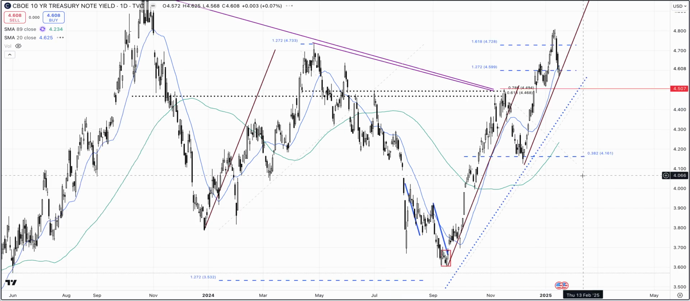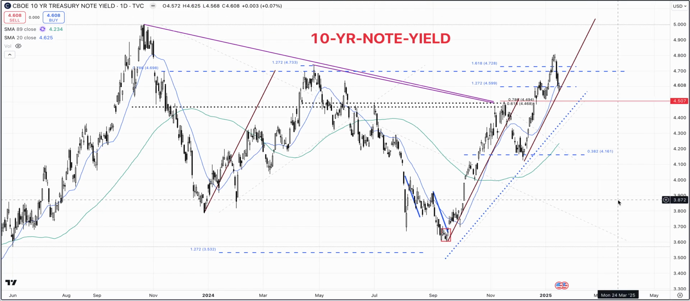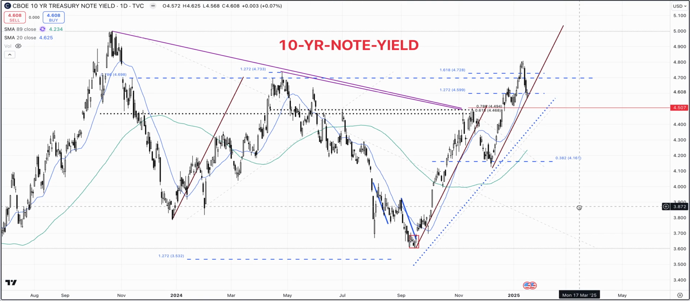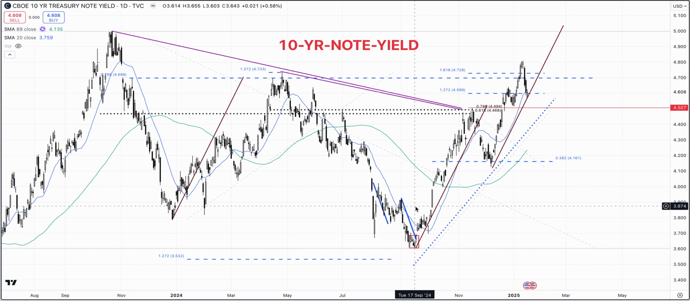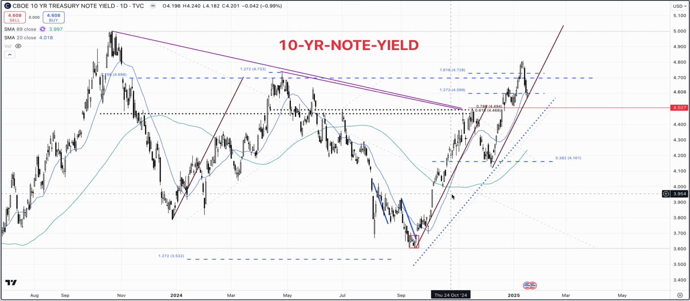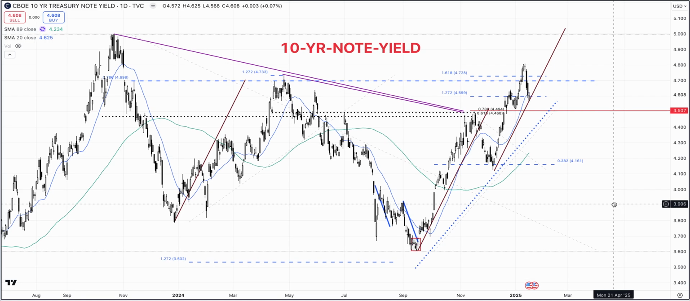Now let's take a look at the 10-year Treasury note. This is in yield terms. The symbol is CBOE 10-year Treasury note yield. We have seen a pretty big move in the yields rising since September of 2024, and ever since the Fed actually started their rate cutting cycle, we have seen these yields from 10 years, and especially on the longer end of the curve, rise by quite a bit.